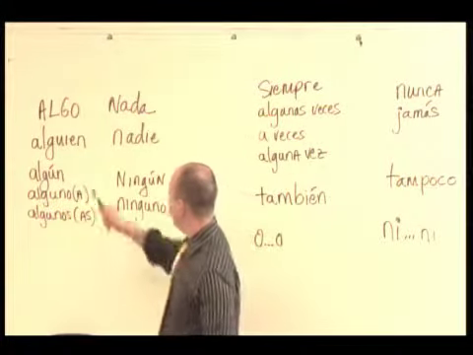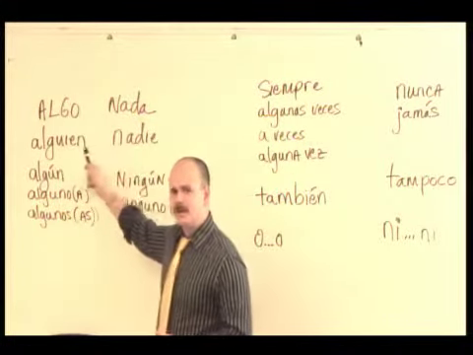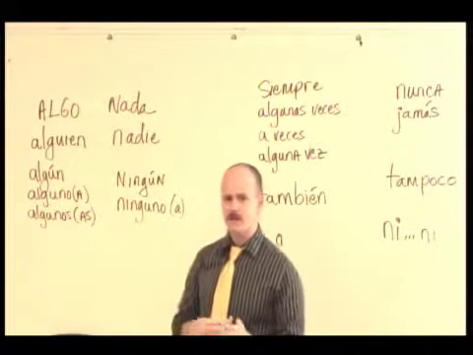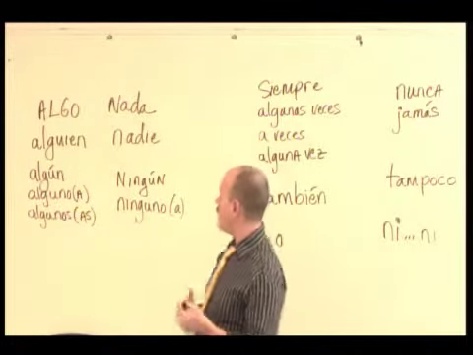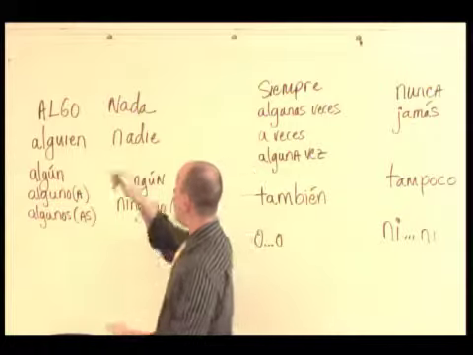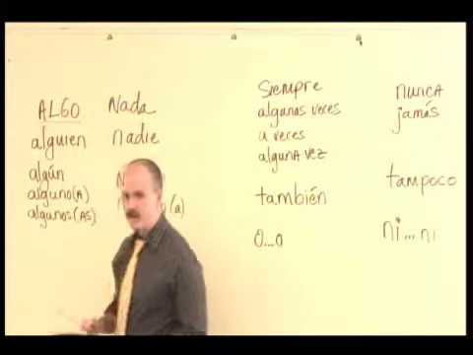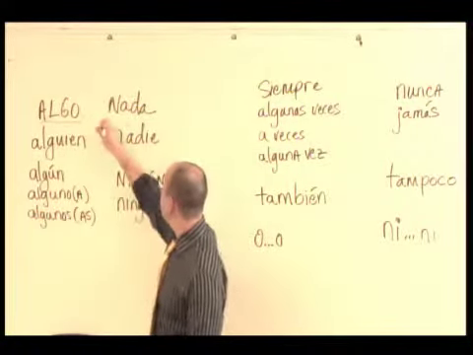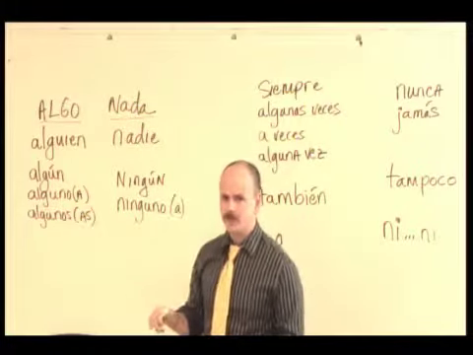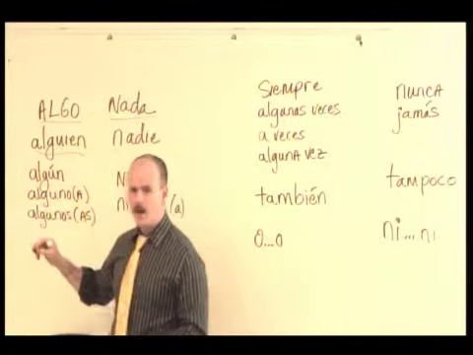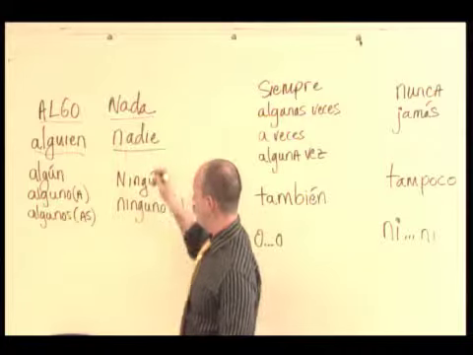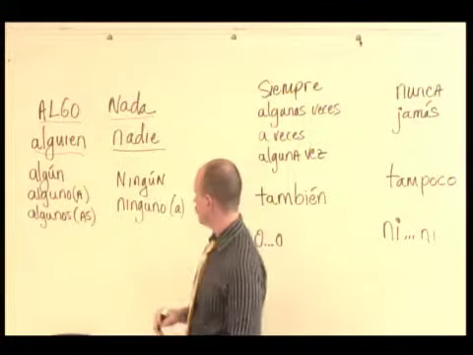So when we look at them this way, this is a really nice way to memorize these words because you should look at them as opposites of each other. So algo means something. Nada means nothing. Alguien means someone. Nadie means no one or nobody.